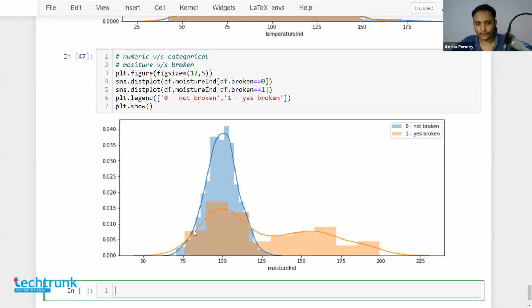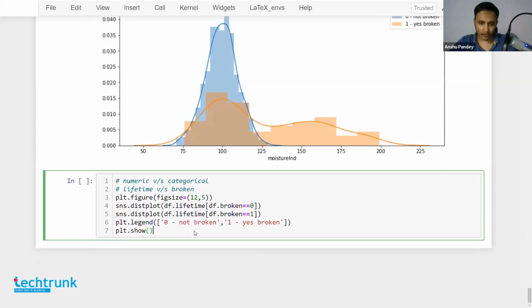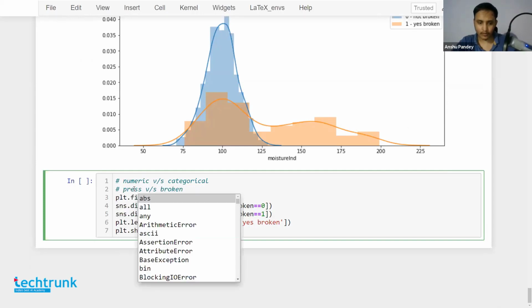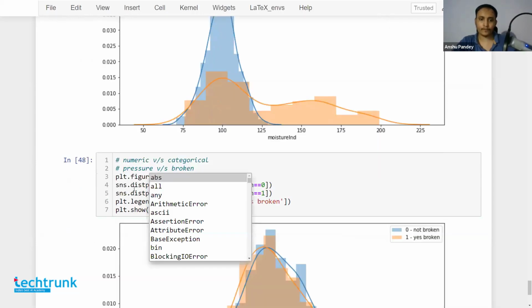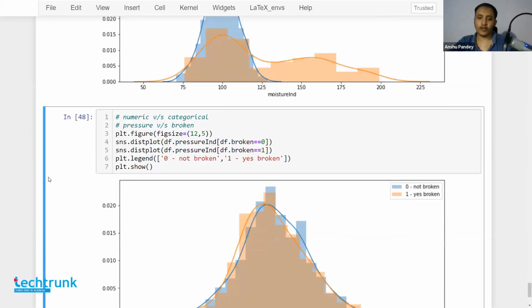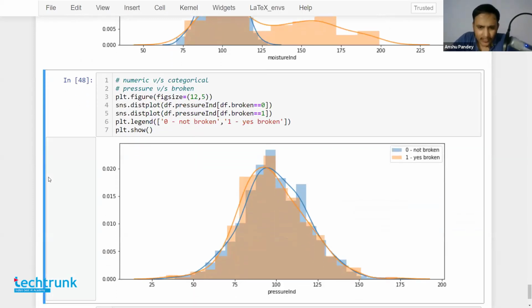Okay, so here we go. Next, we're going to go with the last numeric attribute, which is, let's say, pressure. So we got the graph for pressure, and we can see that for pressure also, at almost every value of pressure, we have two distributions here as well, the red distribution and the blue distribution. The red distribution is almost overlapping the blue distribution.